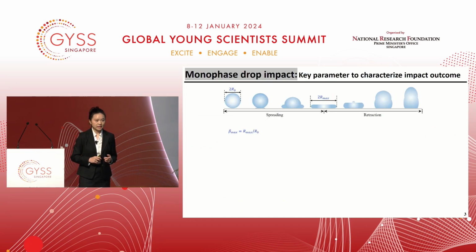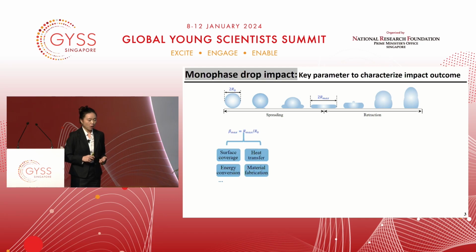The drop impact process can be divided into spreading and retraction processes. In the spreading process, before impact, the droplet is spherical. After touching the solid surface, the droplet will be deformed into a pyramidal shape. Then the droplet radius keeps increasing until reaching a maximum value, after which it will recede. One key parameter to characterize the impact outcome is the maximum radius, or its non-dimensional value, the maximum spreading factor, that is beta max.